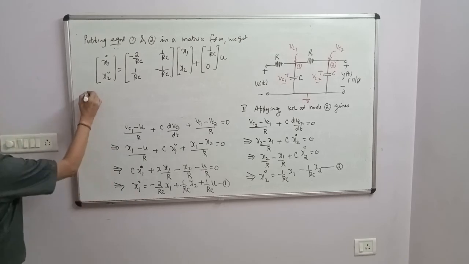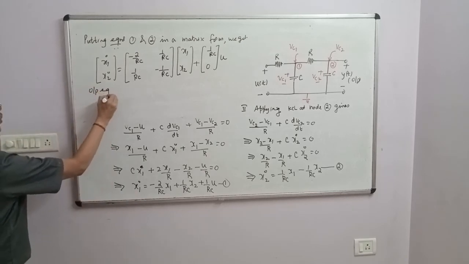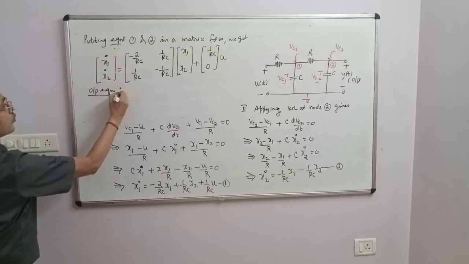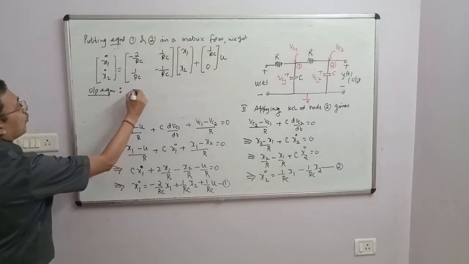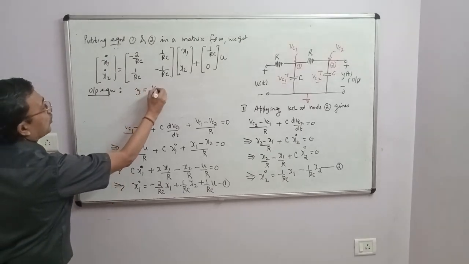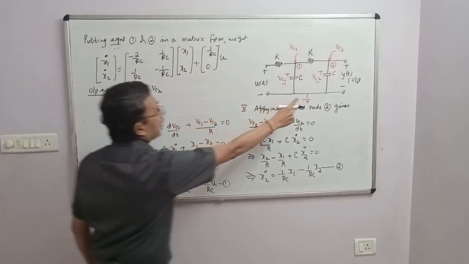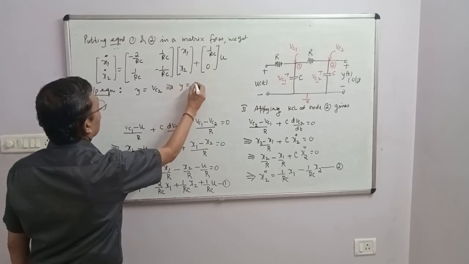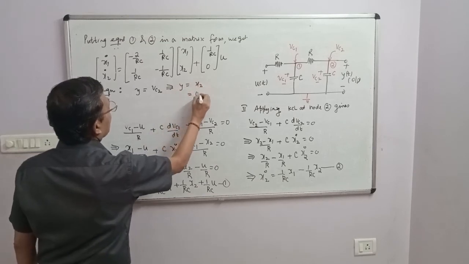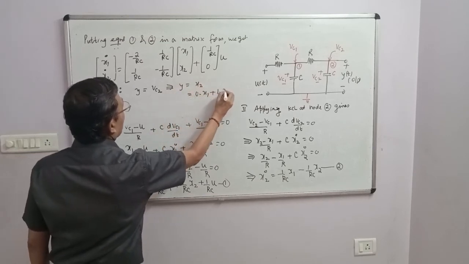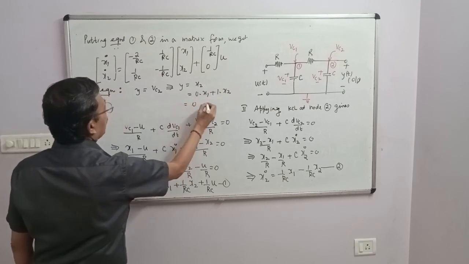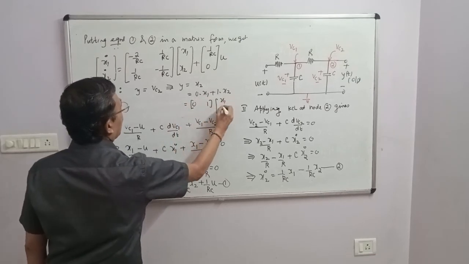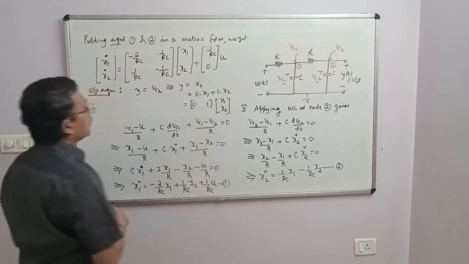Next we go to the output equation. Y is equal to Vc2 from this figure. From this figure, y is nothing but Vc2. This implies y is equal to x2. This is nothing but 0 into x1 plus 1 into x2. So row matrix 0, 1 multiplied by the column matrix x1, x2.